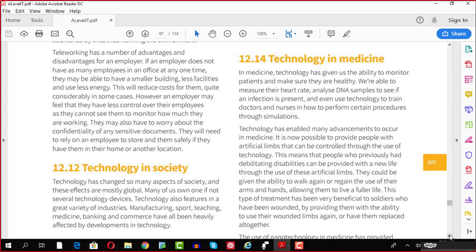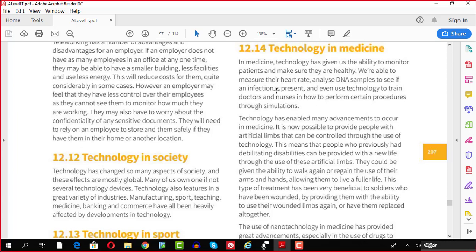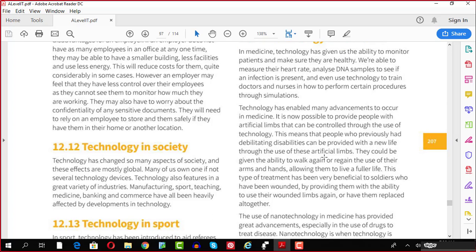Yes. Technology in medicine, again, you see there's a lot of repetition. I don't know why the examiner has done this. I hope he listens to what I'm saying. There's a lot of repetition. You talked about artificial limbs previously. You talked about the disabilities previously.